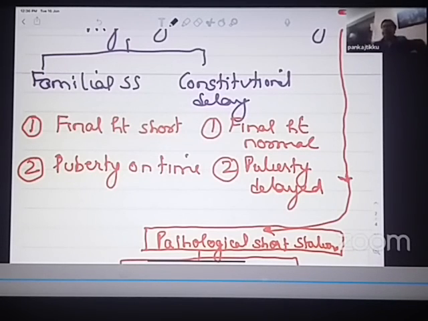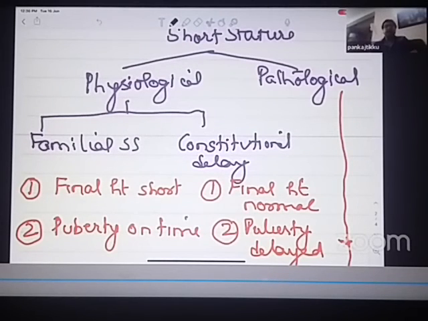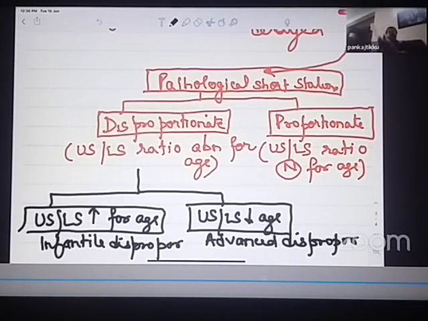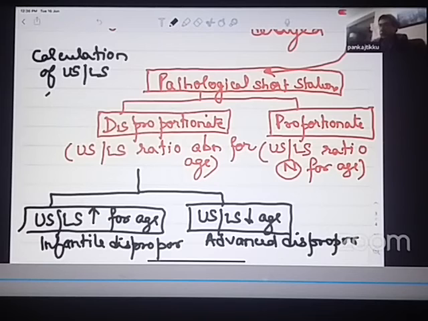Clear? Now, suppose the growth velocity was reduced. This is a pathological short stature. How do we divide pathological short statures? Pathological short statures are divided into disproportionate or proportionate. How do we know this is disproportionate or proportionate? Based upon calculation of the upper segment to lower segment ratio. So calculate the upper segment, vertex to symphysis pubis, lower segment, symphysis pubis to the toes, and take the ratio. How does that ratio change with age? What is the ratio for a particular age? I will tell you just after 5 minutes. But just first pay attention.